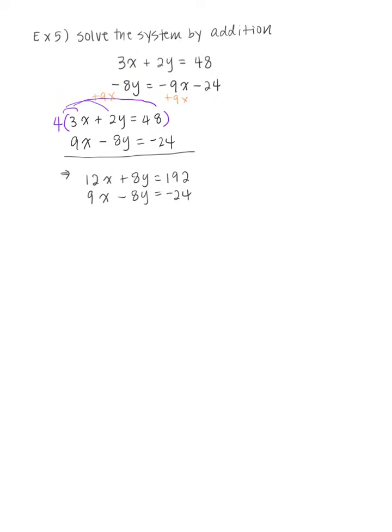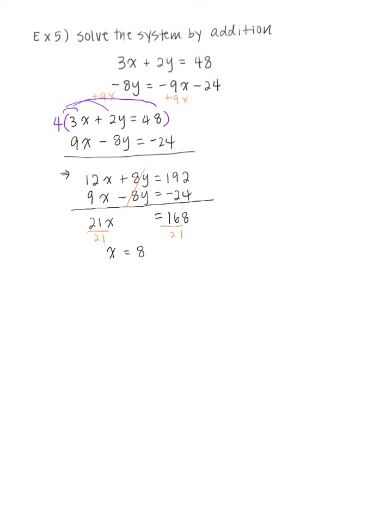Now we're good to go, because look, if I add this vertically, then we can kill the y, right? So let's do that. Here we're going to have 21x and bye-bye y variable. And then this whole thing's going to equal 192 minus 24, 168. Now we're going to divide that by 21, and then our x is going to be 8.